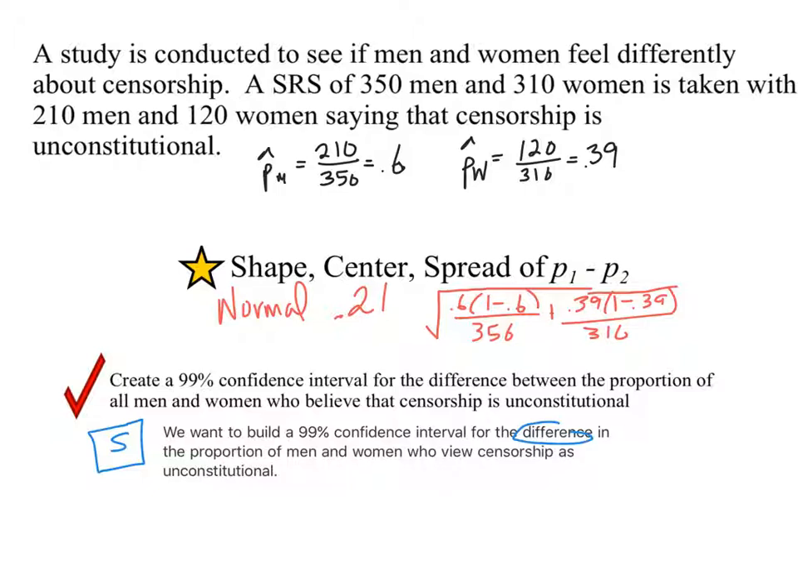Now, the next step is of course, a plan. Now, this, of course, we have a little more work to do because we have two simple random samples. That's good. Simple random samples. I'll put a little S there. 350 men. That's less than or equal to 1/10 all men. And we also have to do the same thing, of course, with women. 310 is less than or equal to 1/10 all women.